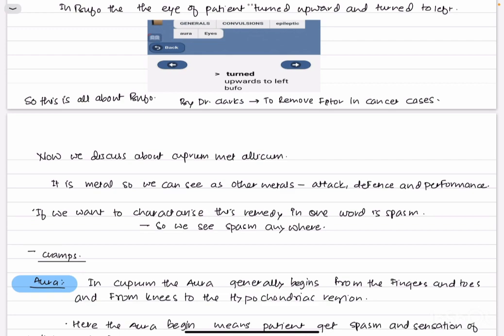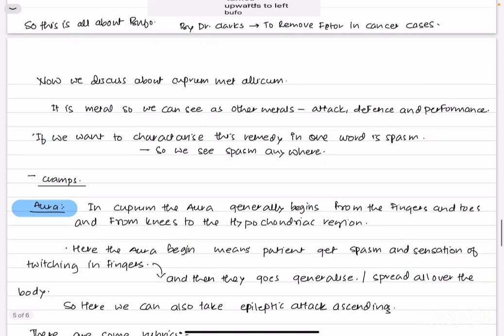Cuprum metallicum is nothing but a metal, and we all know that the characteristic of metal is to attack, to defend, and to perform. The patient is generally good at all three levels: the attack level, the defense level, and the performance level. If we want to characterize this remedy in one word, it is spasm. It means the whole body goes into severe spasm during the epileptic attack. So spasm is the characteristic of the metal in epilepsy.